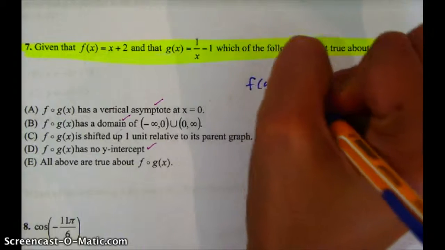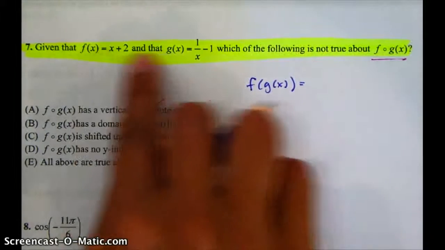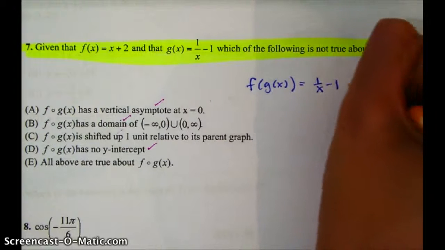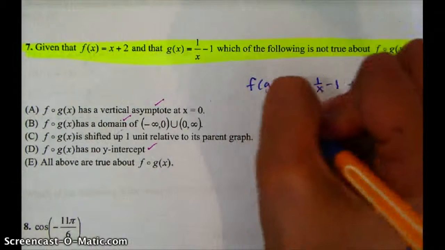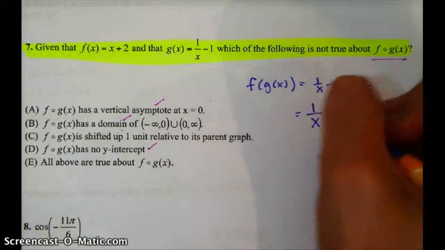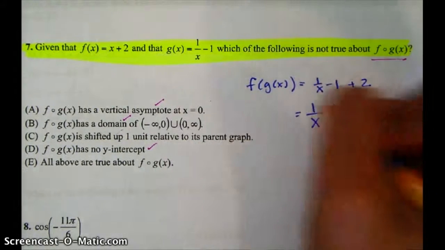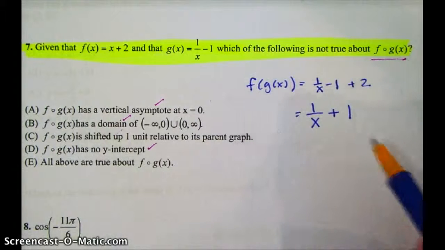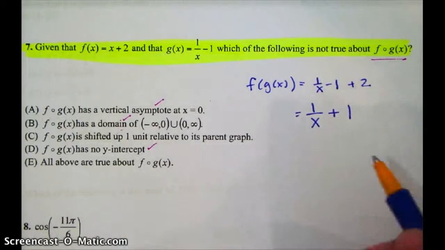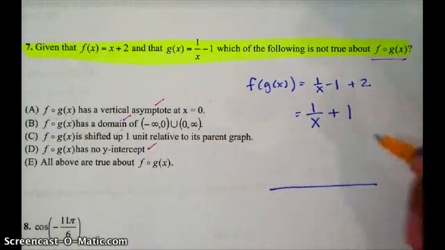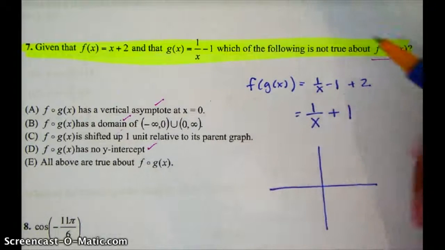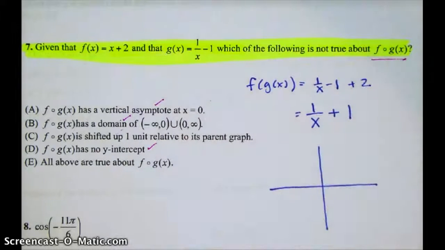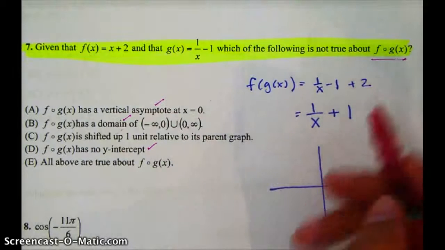f of g of x. I take the f function, I plug in the g function. It looks like 1 over x minus 1 with a plus 2 at the back, and it simplifies to 1 over x plus 1. Now, this function is actually one that I can visualize, and I can visualize it because I know what the 1 over x function looks like, and I know that adding a constant at the back shifts the whole thing up 1.